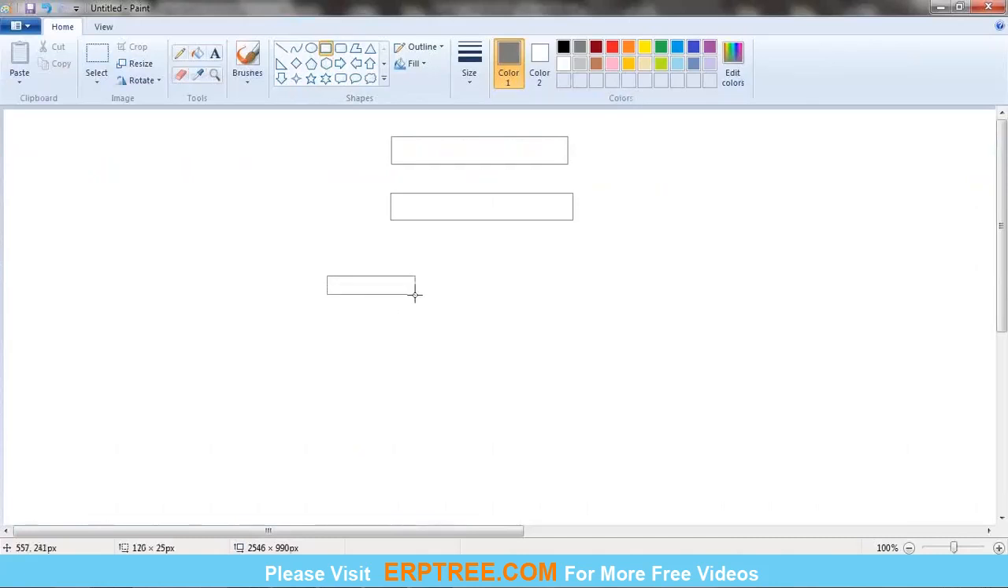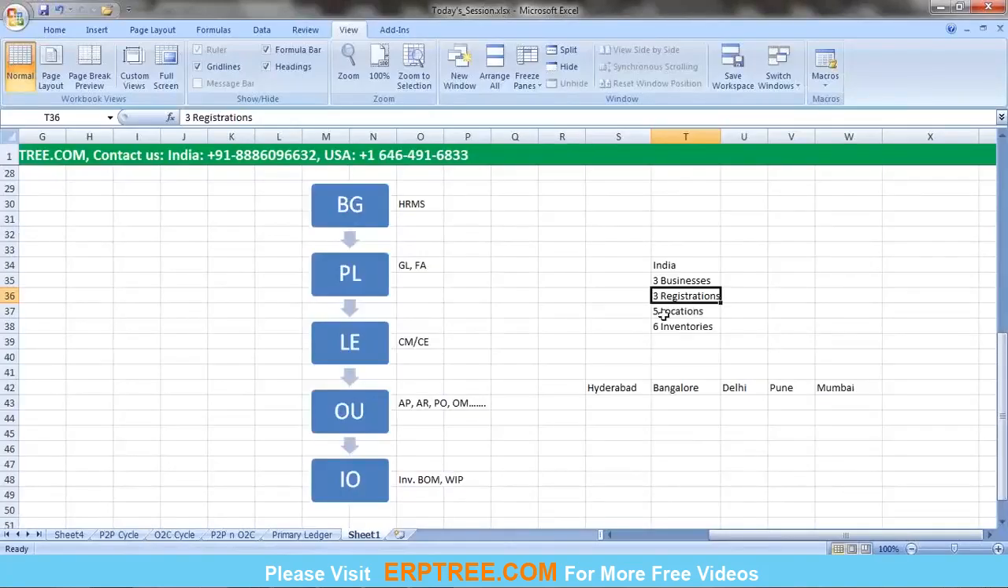Okay, so 1, okay, so say it's one more legal entity and third legal entity. We'll finally take it into the flow diagram here. Fine, done. So 3 registrations, yes, we take it.